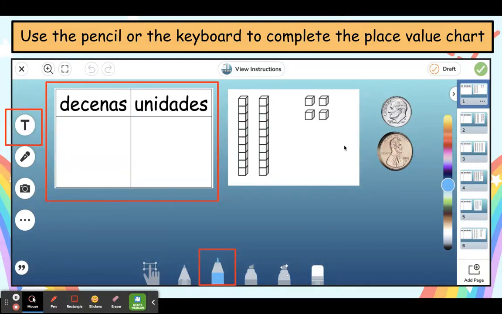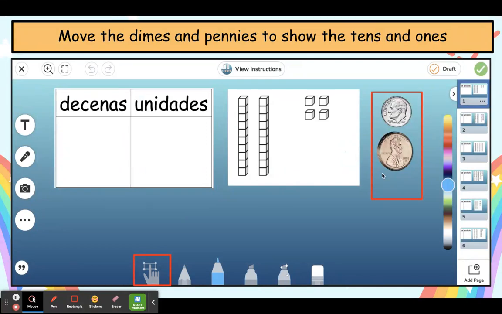The second thing you're going to do, the next thing you're going to do, is you're going to use your finger, okay, to move the coins in order to represent the tens and ones that you have on your place value chart and that this image is representing.